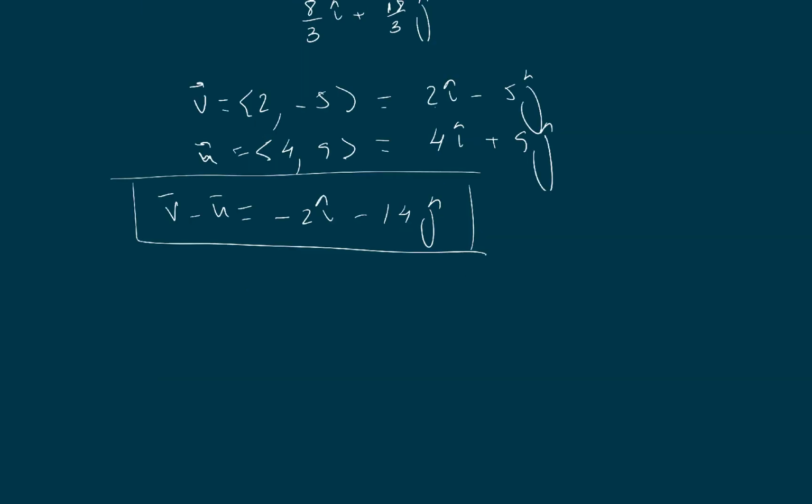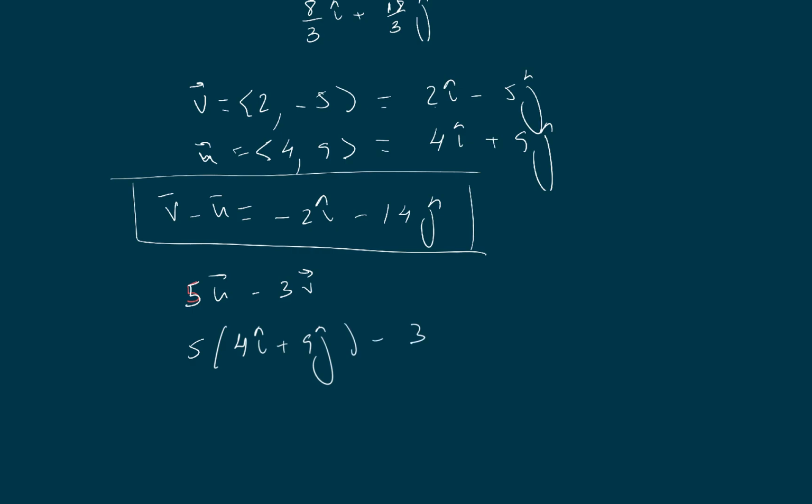And the last part says, who is 5 times the vector u minus 3 times the vector v. This is 5 times the vector u. The vector u is the vector 4i plus 9j.